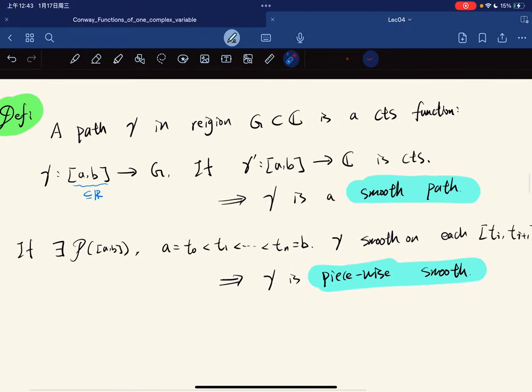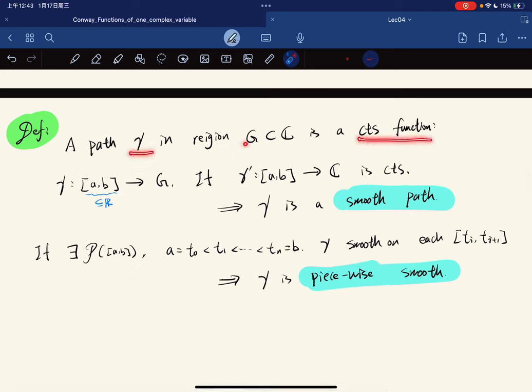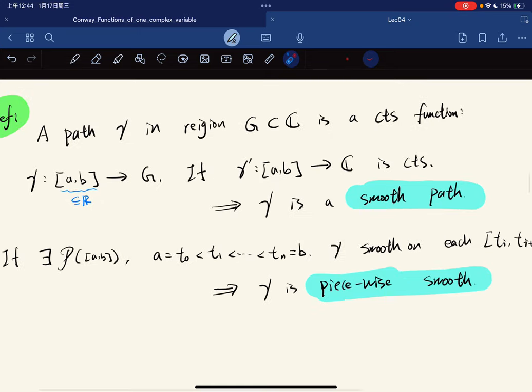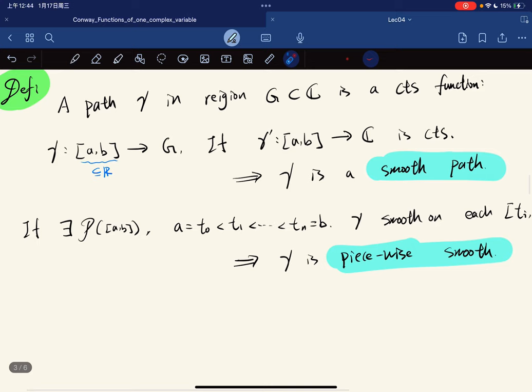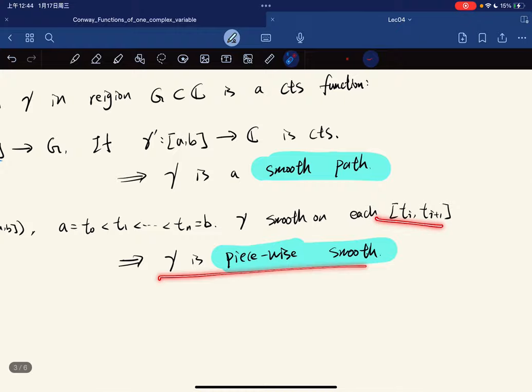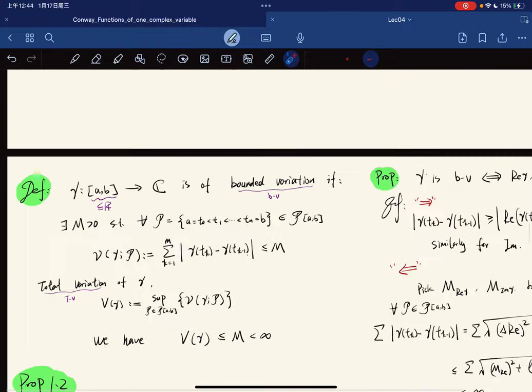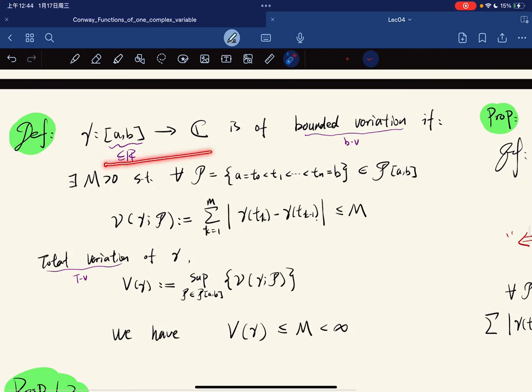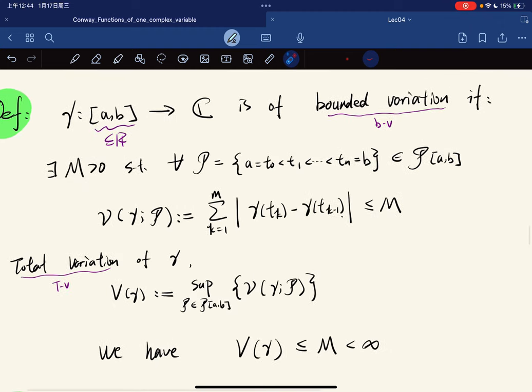A path gamma in the region G is a continuous function, and gamma maps from an interval to G. If its derivative is continuous, then we say gamma is a smooth path. If there exists a partition such that it is smooth on each subinterval, then it's called piecewise smooth. And now we have another definition. A gamma function is of bounded variation if there exists a constant M such that for any partition of [a, b], we have this sum is less than M.